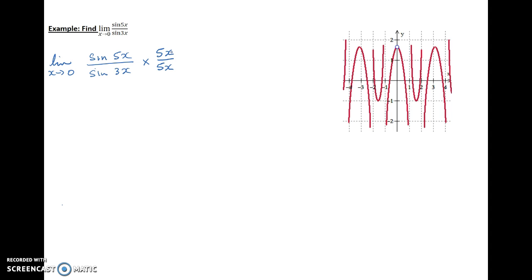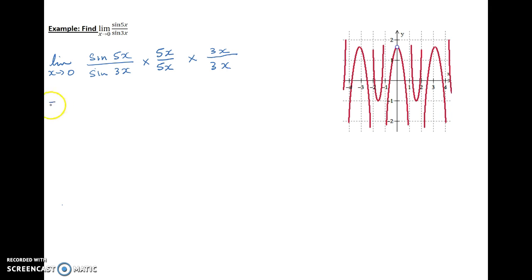We have a sine 3x on the bottom of the original expression. To get the sine of 3x to go away, we need a 3x on top. So we're going to multiply the top of this expression by 3x. Again, for balance, to make sure we're multiplying only by 1, we need to multiply the bottom of the expression by 3x. The rest of this problem is just rearranging terms.